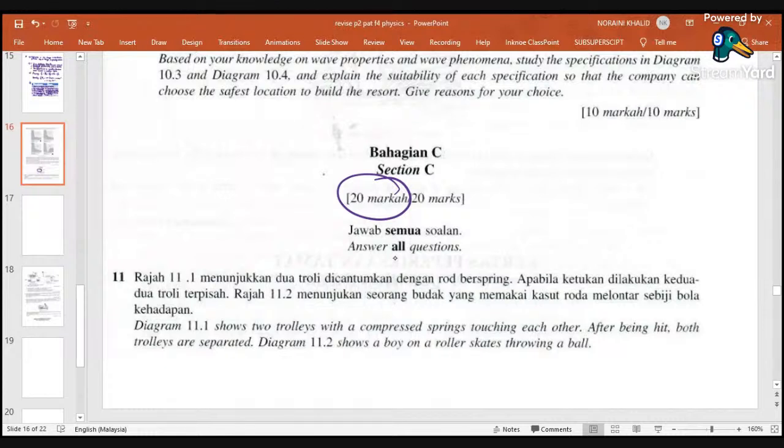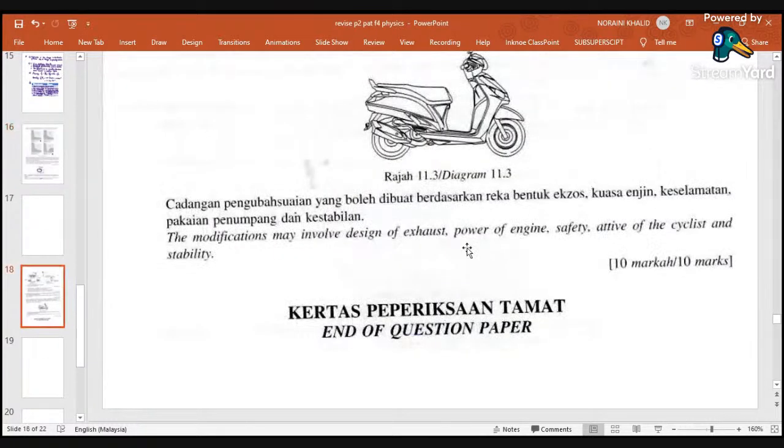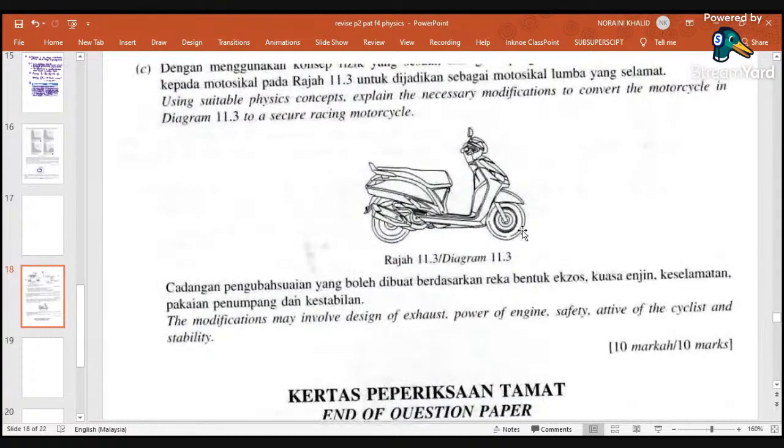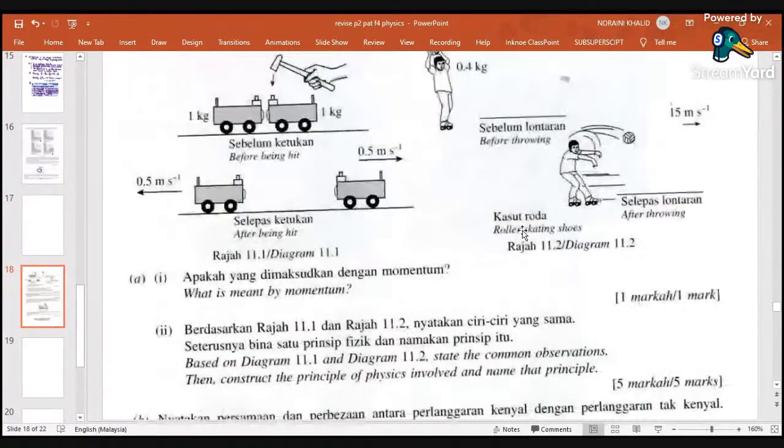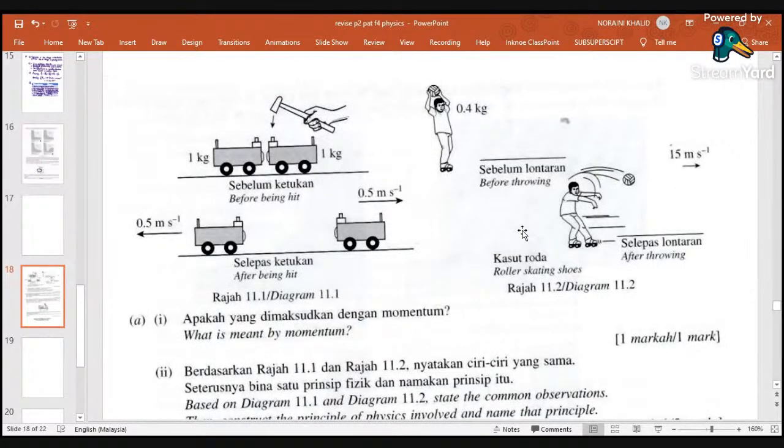Diagram 11.1 shows 2 trolleys with a compressed spring touching each other. After being released, both trolleys are separated. Diagram 11.2 shows a boy on roller skates throwing a ball. So what is this all about? You can look again at the picture. This is about collision, there is explosion. So this is momentum, the concept of momentum.